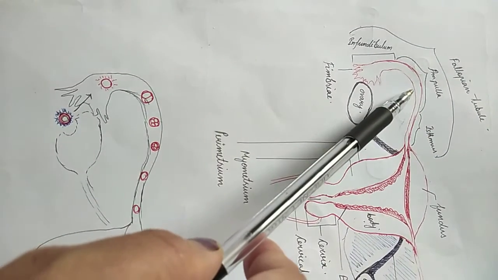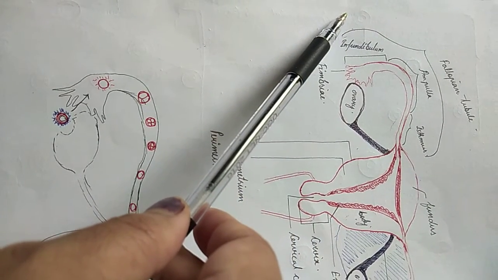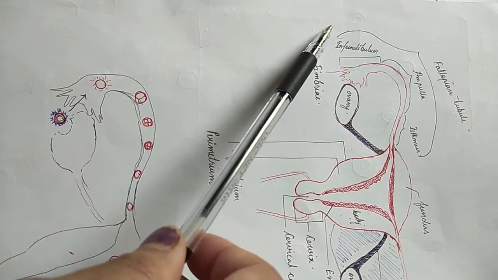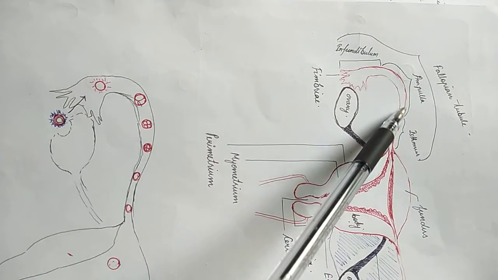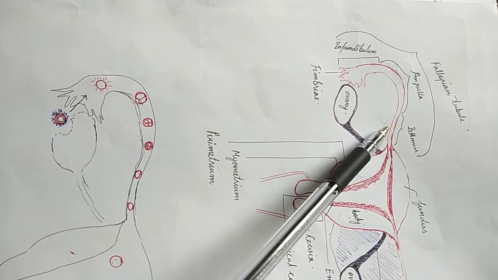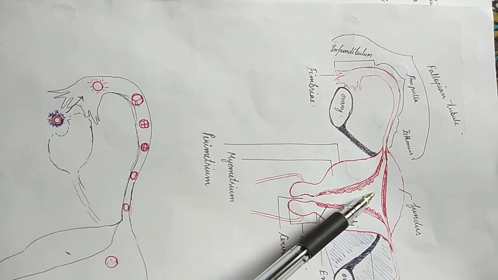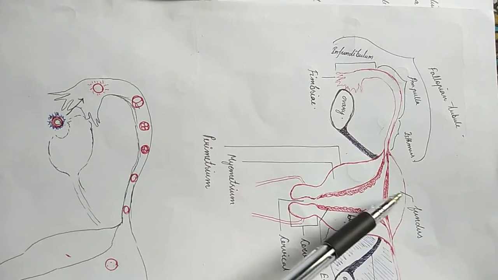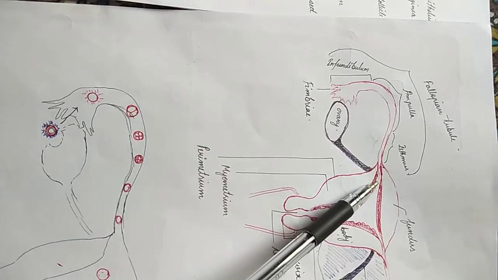The oviducts are ciliated. Eggs are propelled along the oviduct by peristaltic and ciliary action. The oviducts open into the uterus in the upper corner, that is known as cornua.